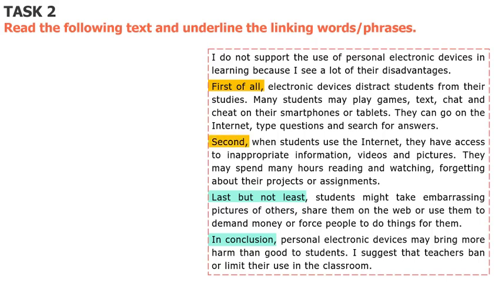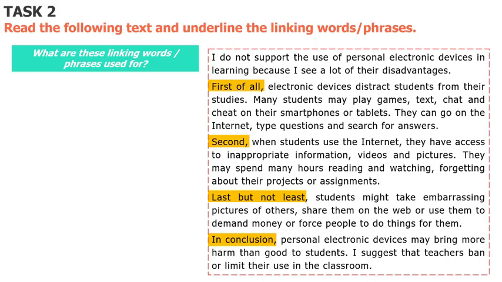The word second is used to introduce the second disadvantage. The phrase, last but not least, is used to point out the final disadvantage. And the phrase, in conclusion, is a sign of concluding a paragraph. So, what are these linking words or phrases used for? These linking words or phrases are used for connecting ideas.